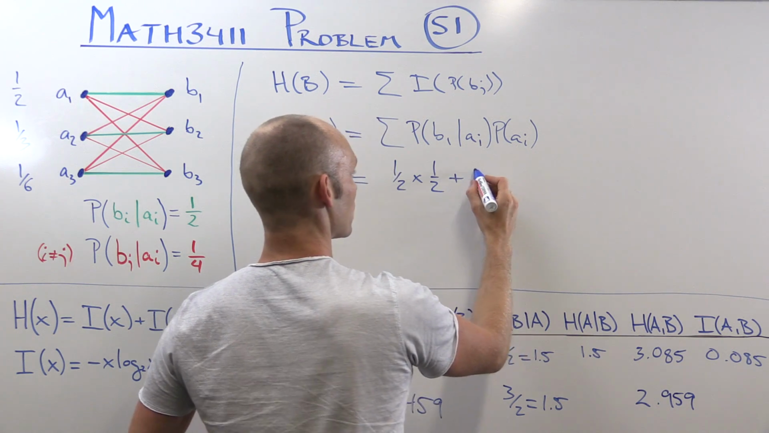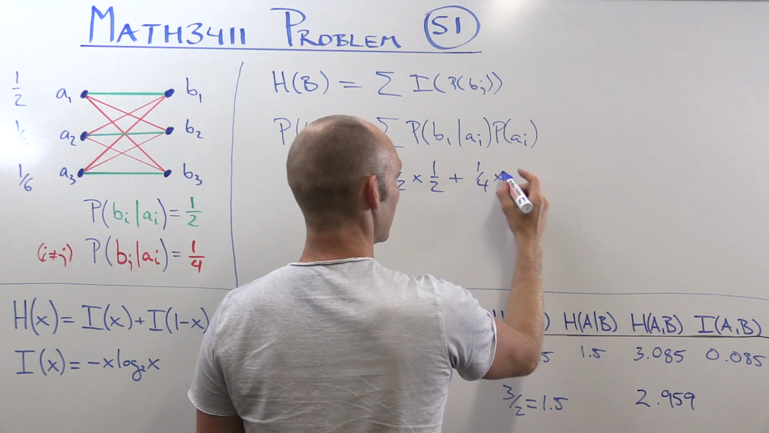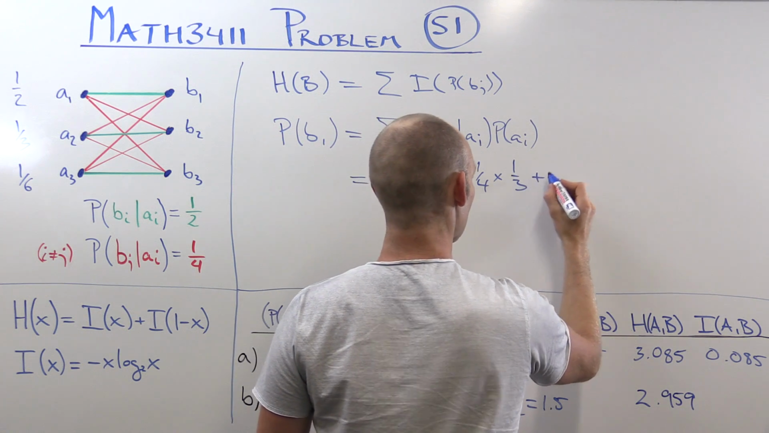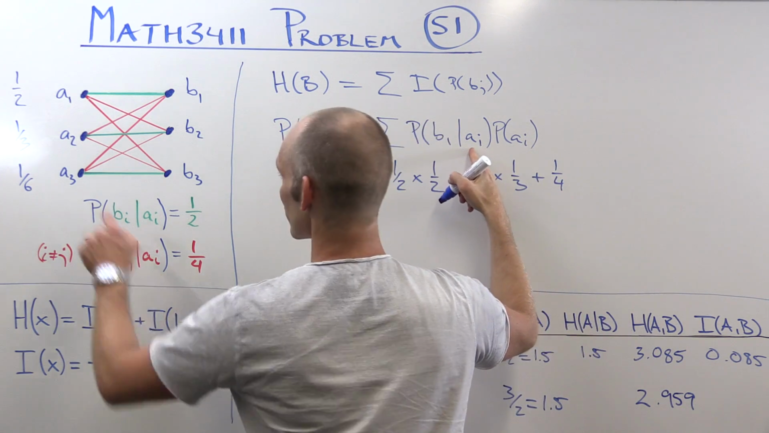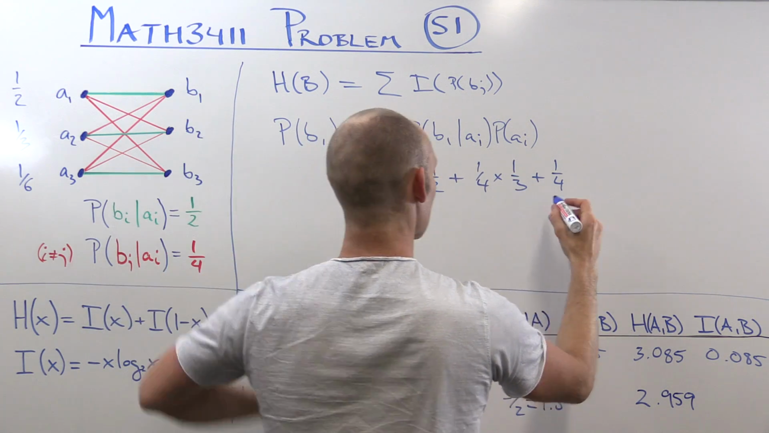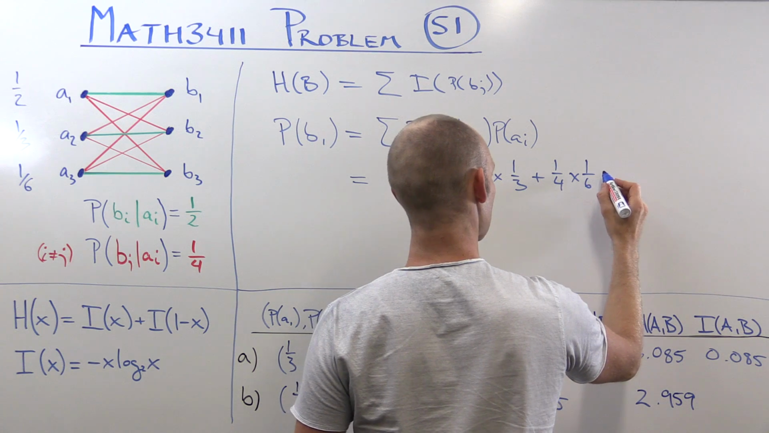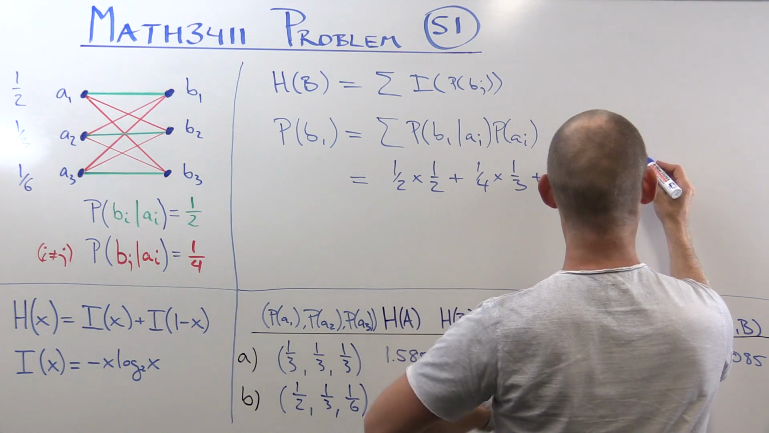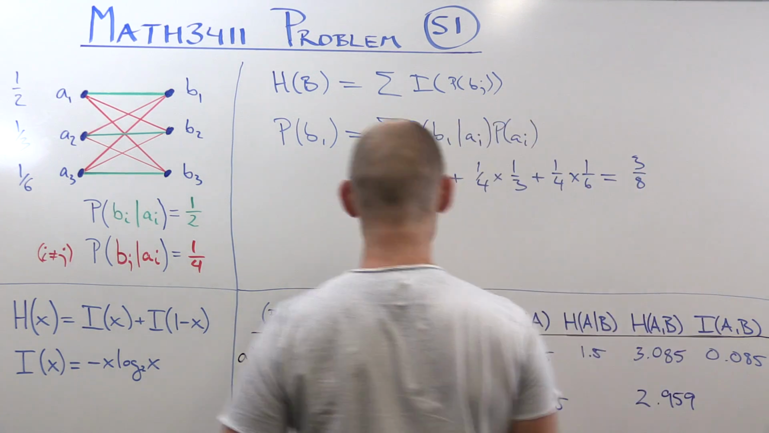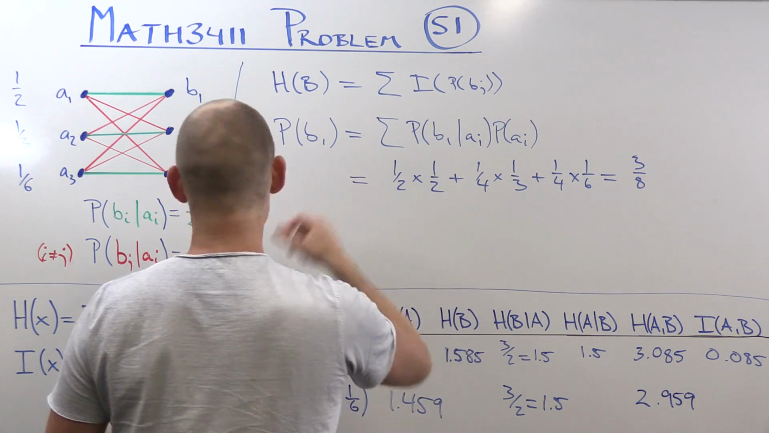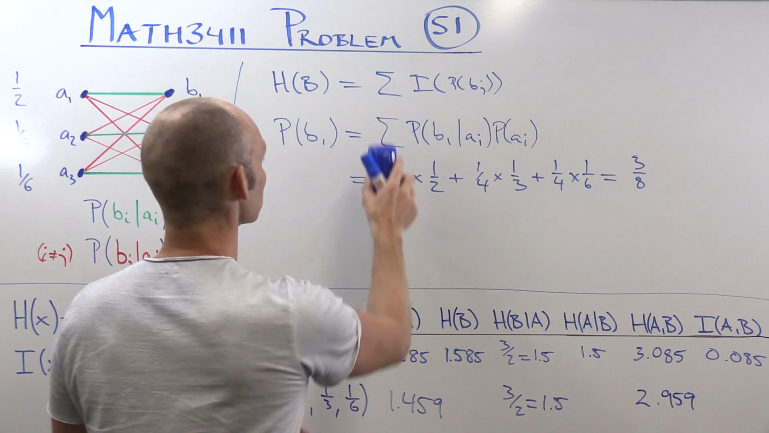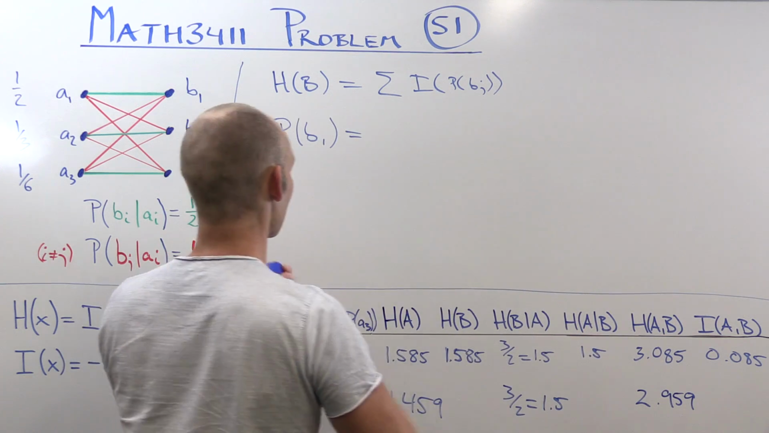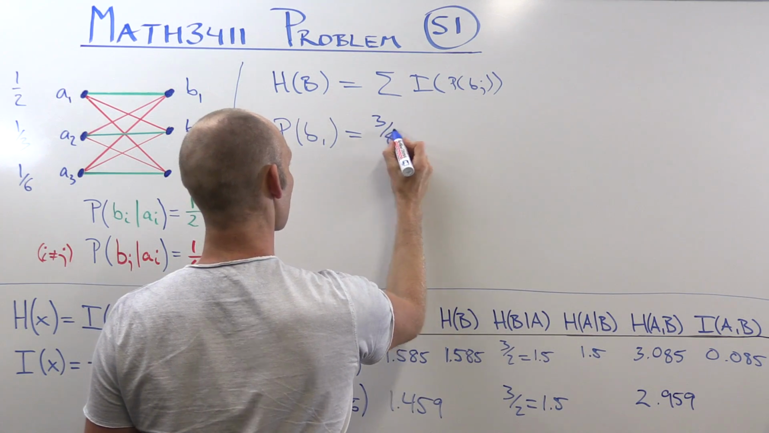Now for A2, there was a quarter chance of ending in B1, and there was a third chance of sending A2. And finally we have a quarter chance of getting from A3 to B1. And there's a sixth chance that we sent A3 in the first place. So this gives us 3/8. So B1 is equal to, sorry, did I say a third? Yeah, B1 is equal to 3/8.